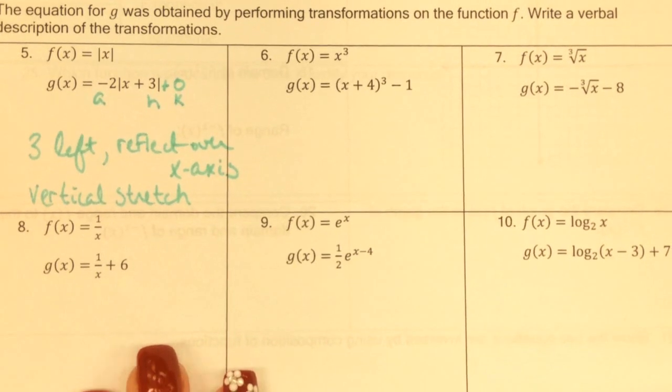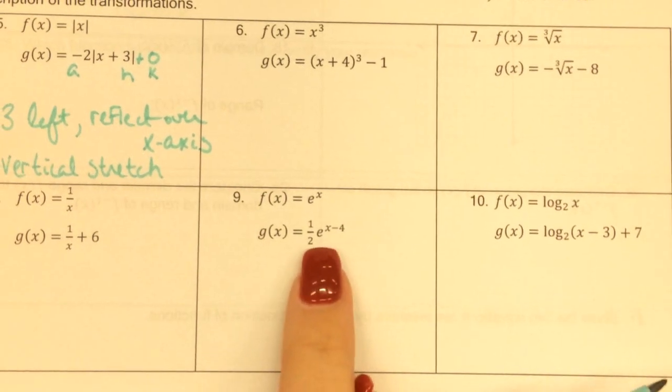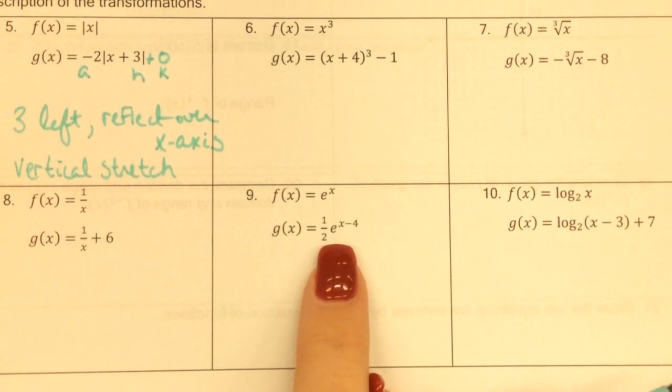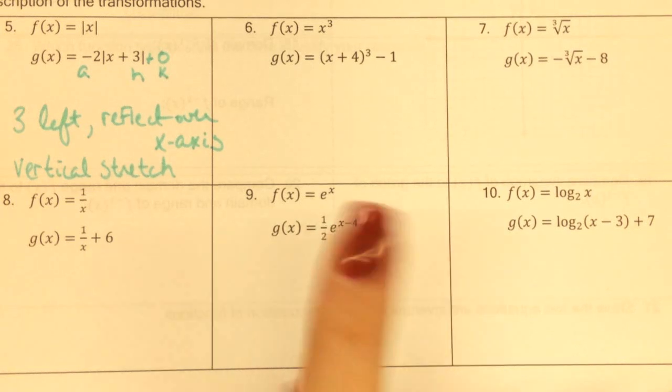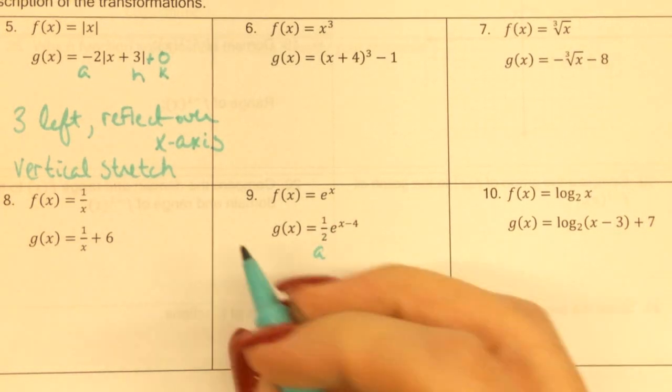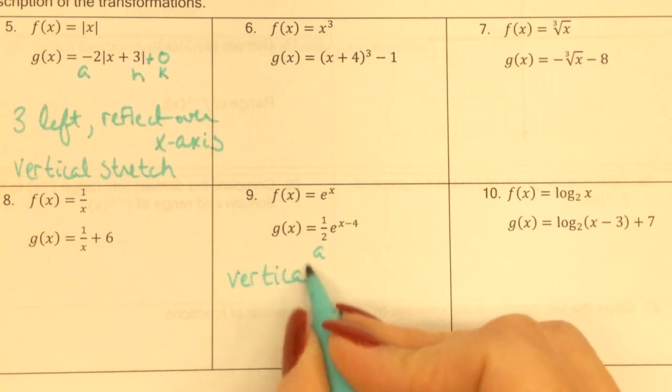Okay. Maybe just one more. Let's look at number 9. Okay, this is an exponential function. Okay, so we have a 1/2 here, so that is the a. And since that is less than 1 whole, that's going to be a vertical shrink, like I was just talking about.